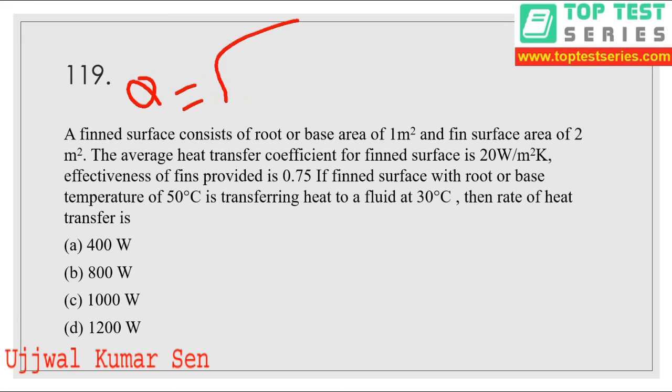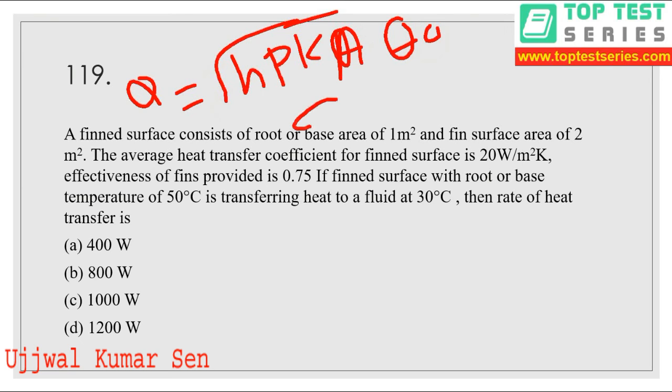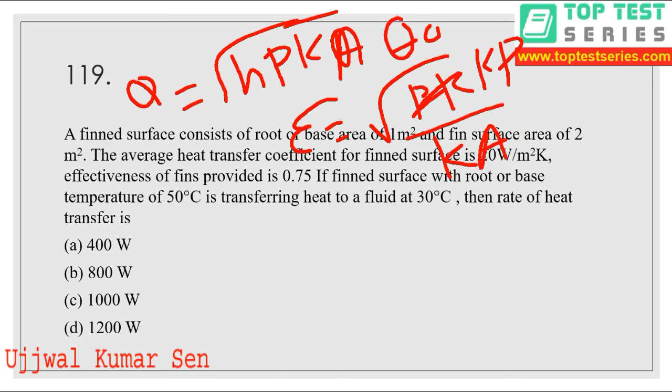So Q in case of fin we can write as root of hPkA theta naught. Now we know another relation: effectiveness is equal to root of Pk divided by hA. How can we remember Pk? Pk by hA. Pk means Pinaki Krishna, or let's write kP, it will be better for me. Krishna Pradhan over hA, Kundan Arora.